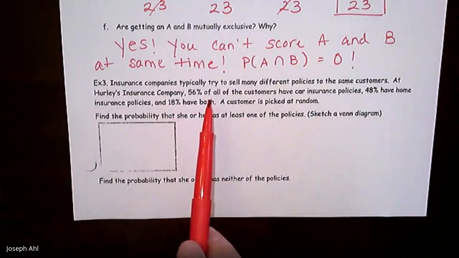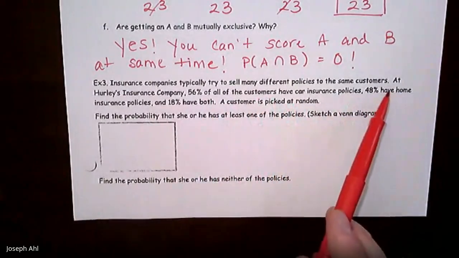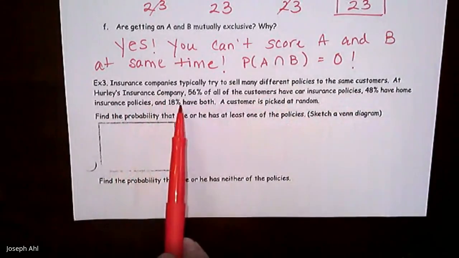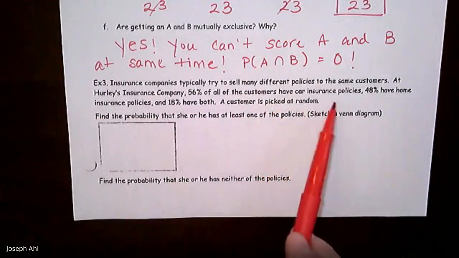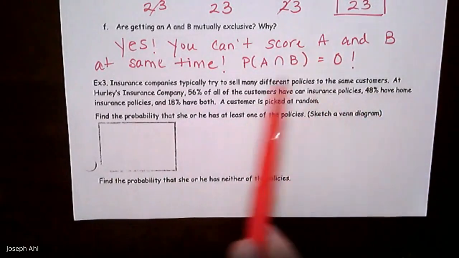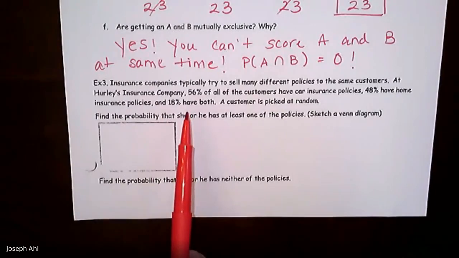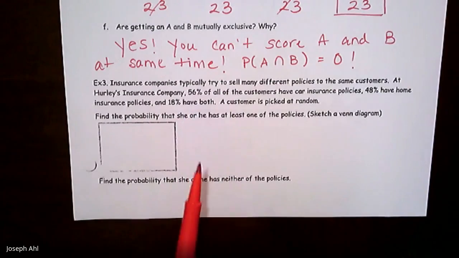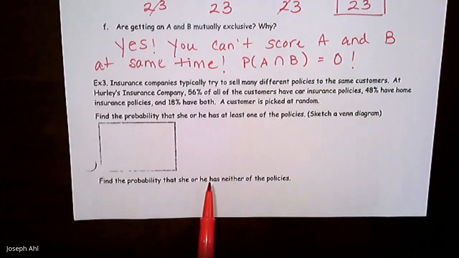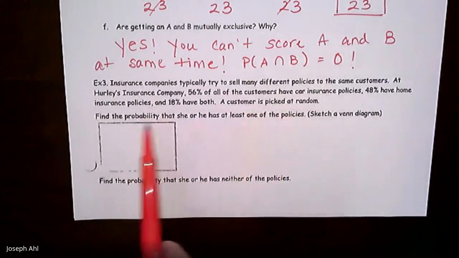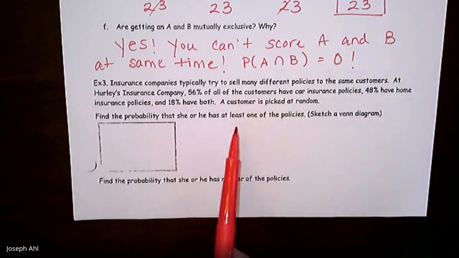So insurance companies typically try to sell many different policies to the same customers. At Hurley's insurance company, 56% of the customers have car insurance, 48% have homeowners insurance, and 18% both. I actually am somebody who does have my car and homeowners insurance with the same company. I'd be curious to see, if you check with your parents, I'm sure many of them do as well, because they try and offer you a kind of a deal if you go with all of your insurance policies with one company.